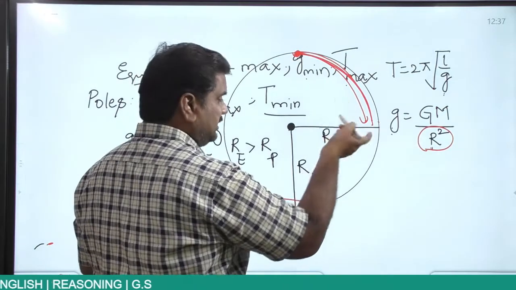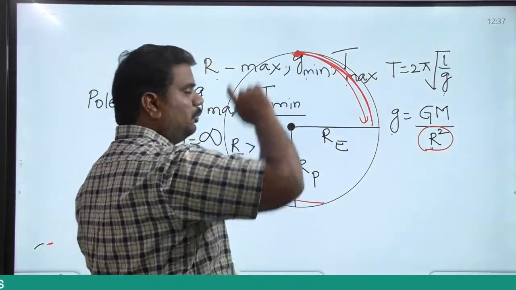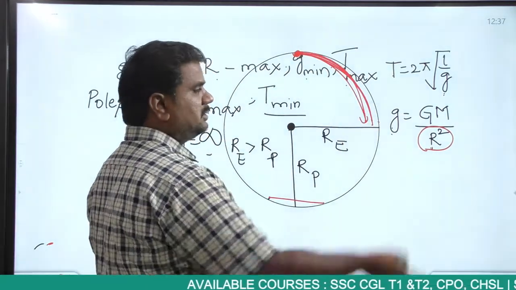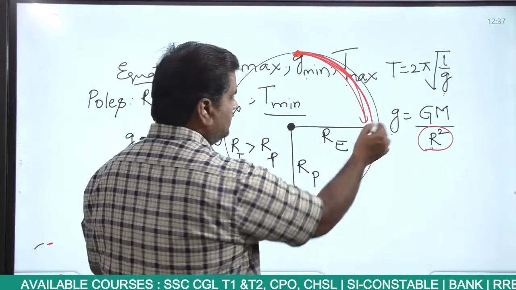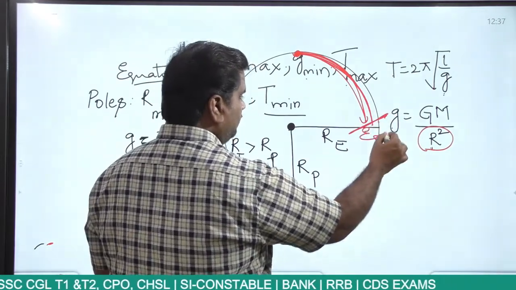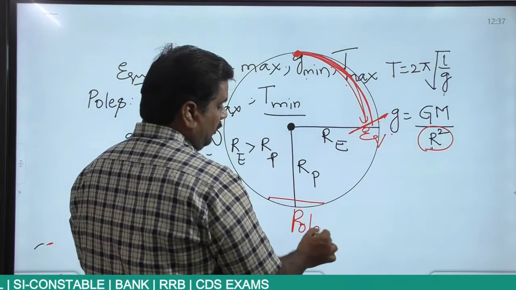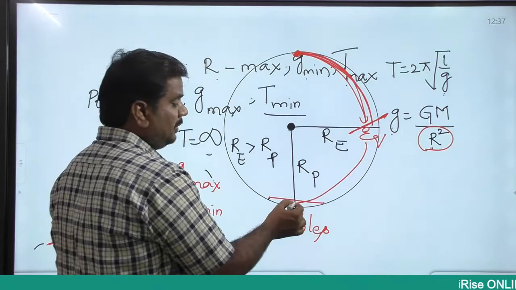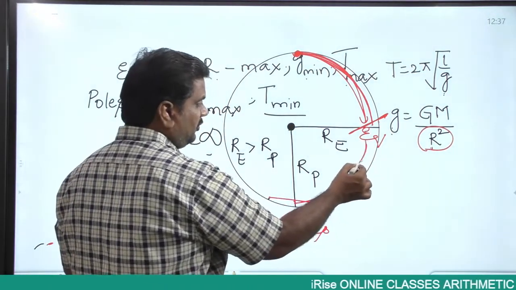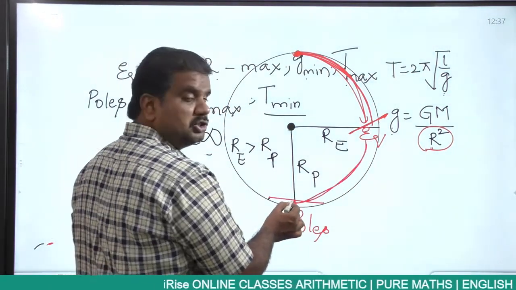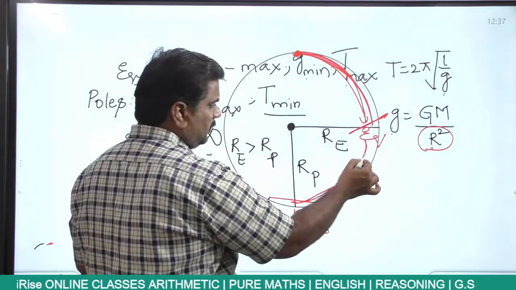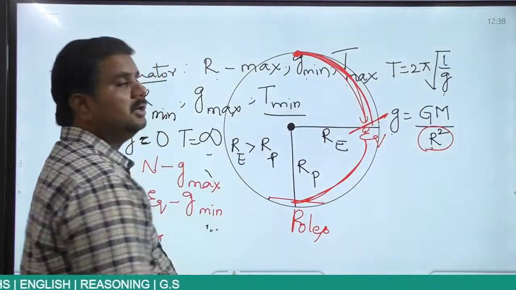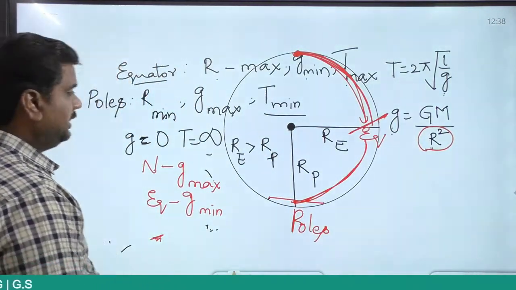When g value is decreasing, time period value will increase. So when you are moving from north pole to south pole, g value decreases, time period value increases. At the same time, if you are moving from equator towards the poles, the g value increases. At the equator g value is minimum, at the poles g value is maximum. If g value increases, then time period value decreases, right?